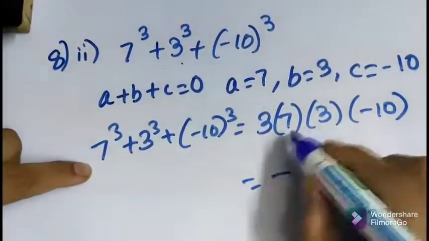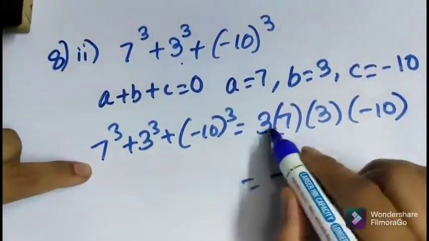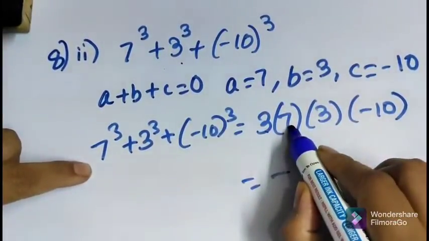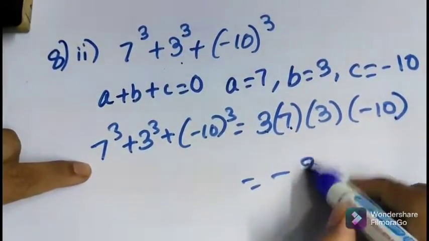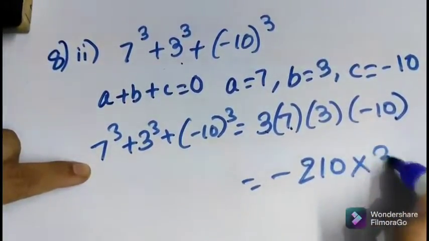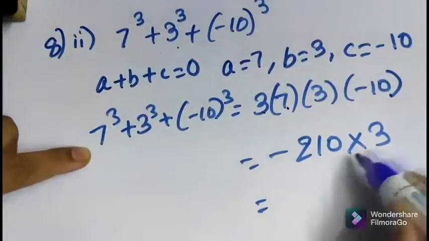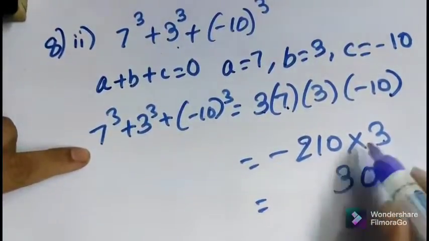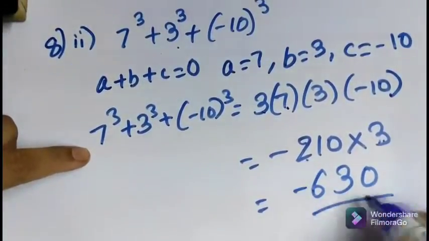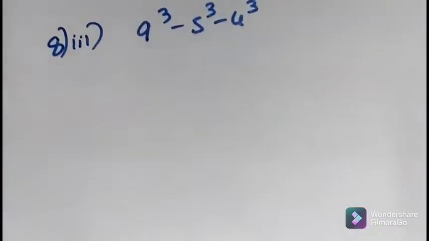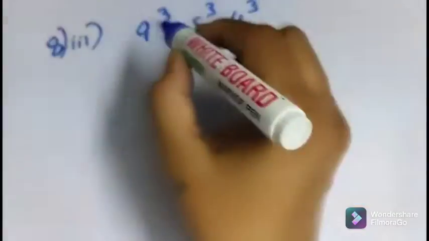So minus comes out. Here we have 7 3s are 21, 21 10s are 210, 210 multiplied by 3, I get the answer, 3 zeros are 0, 3 1s are 3, 3 2s are 6 and minus. This is the answer. Let's do this 8th main third question.